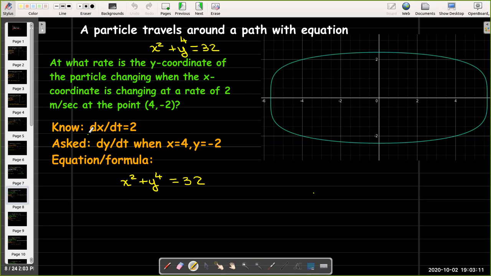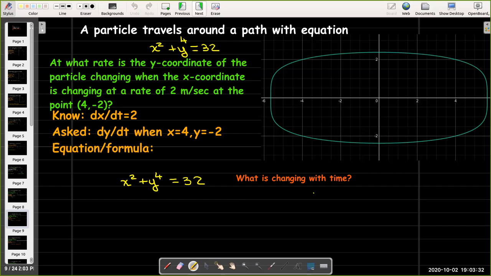So we know that dx/dt is 2. We'd like to know what is dy/dt when x equals 4 and y equals negative 2, and we're given this formula. So to get rates, that is rates of change with respect to time, we are going to have to differentiate implicitly with respect to time. And we need to pause and ask ourselves, of all of these letters and symbols, what is changing with respect to time? In this case, the only things changing are x and y. 32 is a constant, it's fixed.